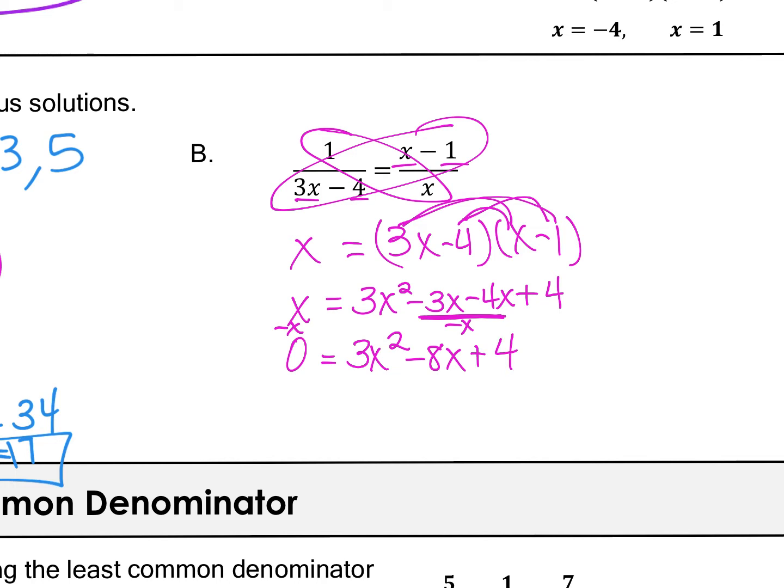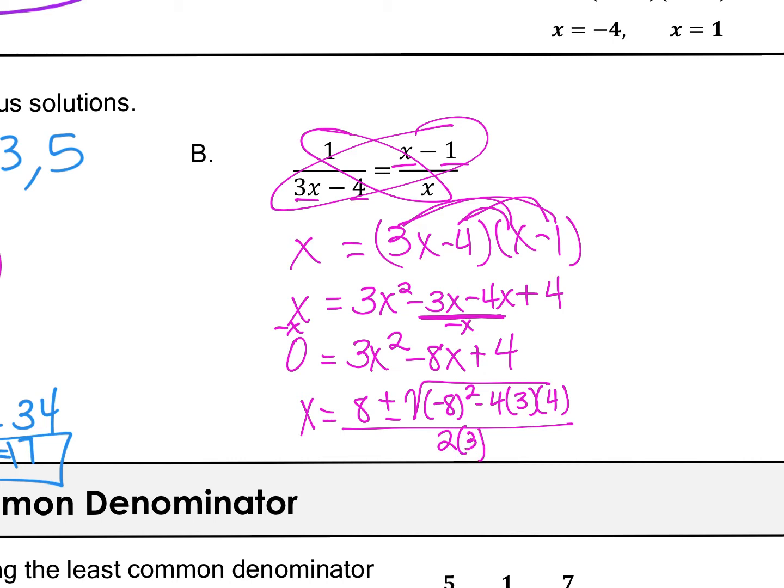So remember, when you solve a quadratic equation, you can use whatever method you would like. So your choice. You can factor it if you want. You could also use the quadratic formula. So I'm just going to use the quadratic formula, but you're welcome to also factor it or graph it and find the x-intercepts. So I'm going to plug it in. x equals negative b, so that's 8, plus or minus the square root of negative 8 squared minus 4 times a, which is 3, times c, which is 4, over 2 times a.